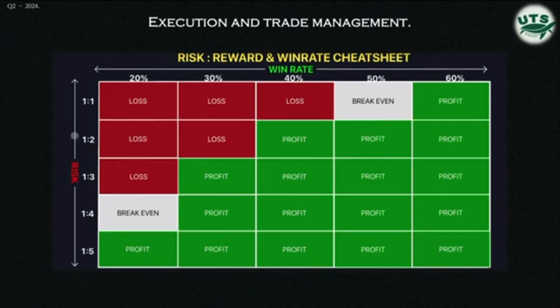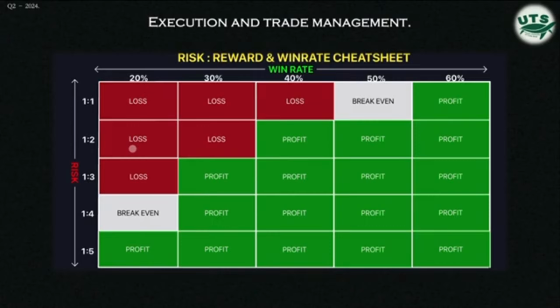If your edge gives you 1-to-2, then if you have a 40% win rate, you make money. What does that mean? That means if you have 10 trades and a 1-to-2, then trade number 1, win. Number 2, win. Trade number 3, win. Trade number 4, win. And then 5, 6, 7, 8, 9, 10 are all losses. You will still make money.